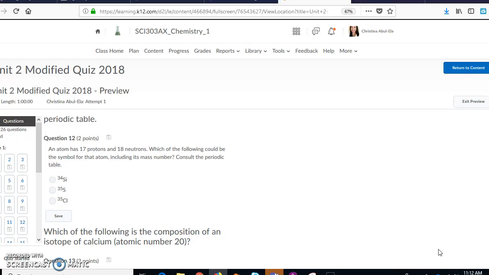Question 12. An atom has 17 protons and 18 neutrons. Which of the following could be the symbol for that atom, including its mass number? Consult the periodic table. Si34, S35, or Cl35. That would be silicon 34, sulfur 35, or chlorine 35.